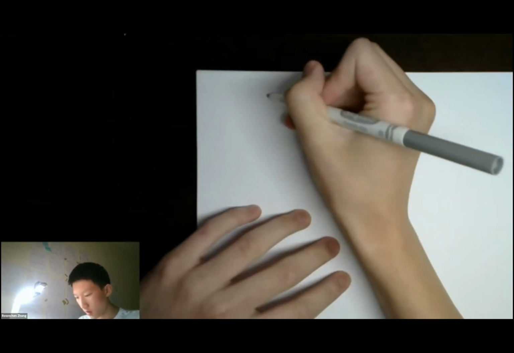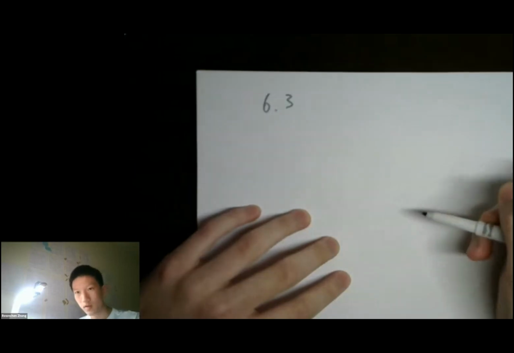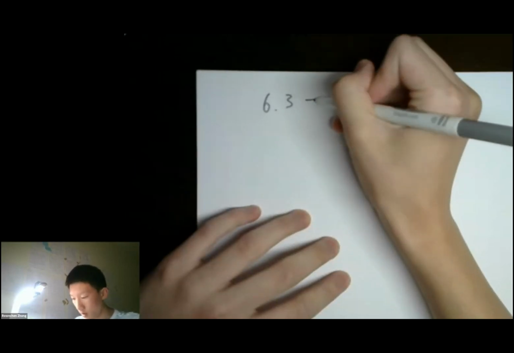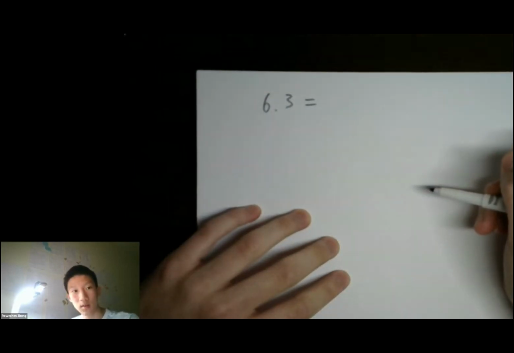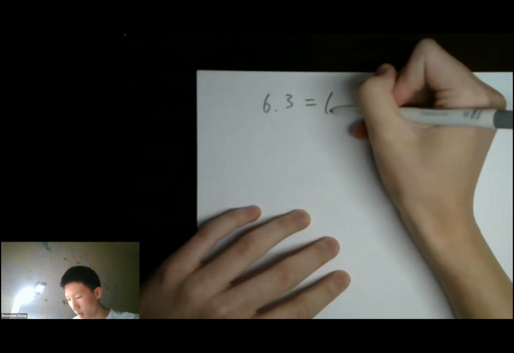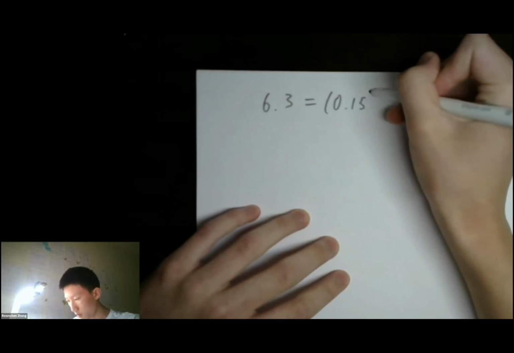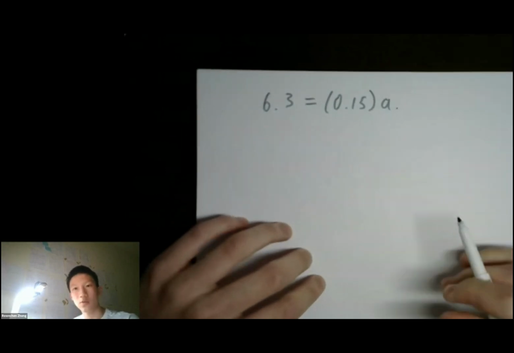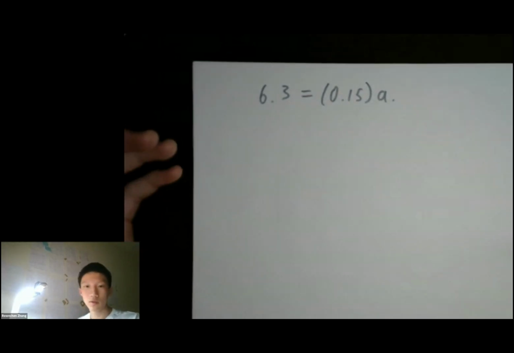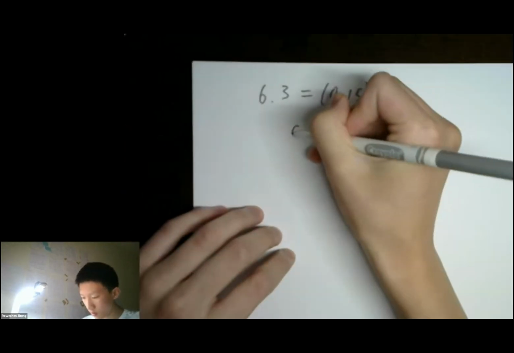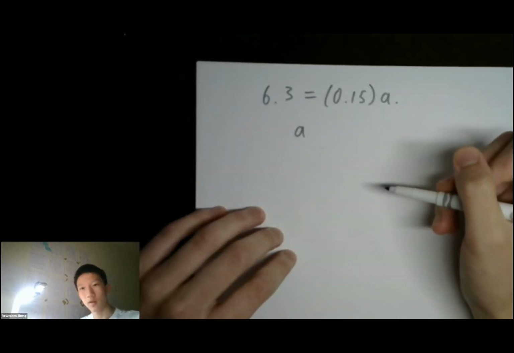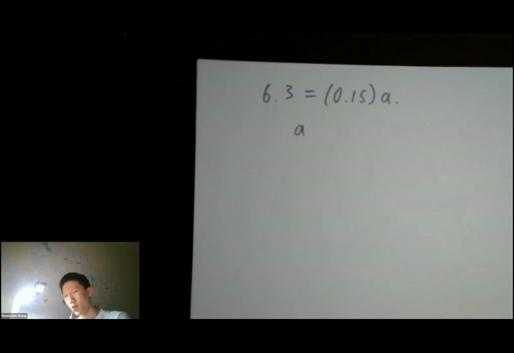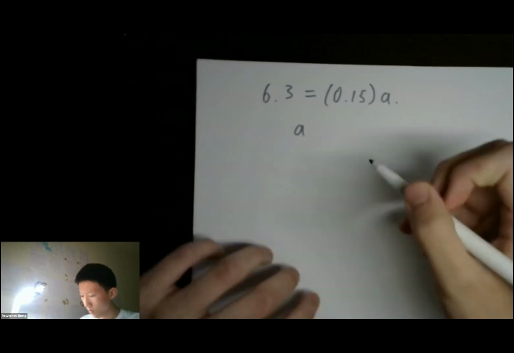What was the force again? 6.3 newtons, we got 6.3. That's our force. And it's equal to our mass times the acceleration. The mass is 0.15. Acceleration, well, that's what we're trying to solve for. So how do you solve this? Well, you divide by 0.15. If you take 6.3 and divide it by 0.15, then what do you get?